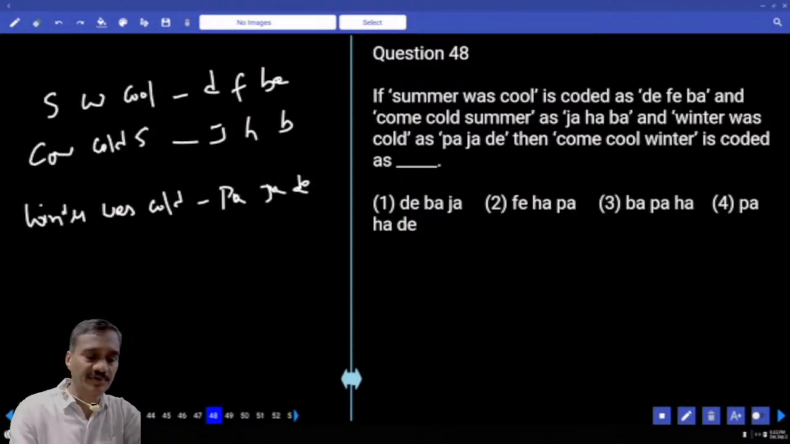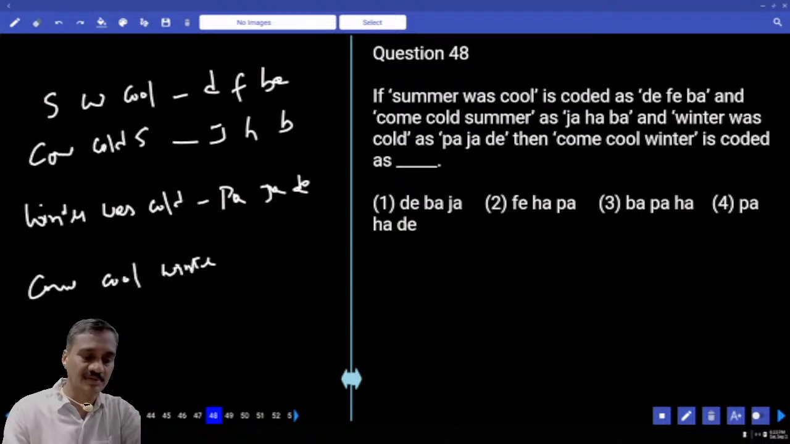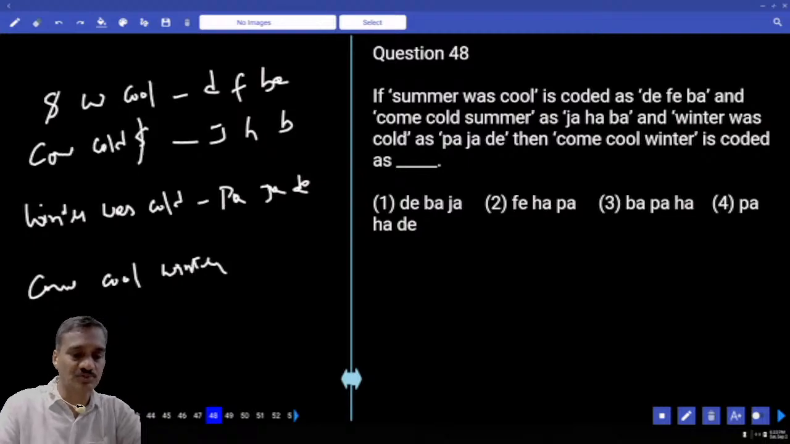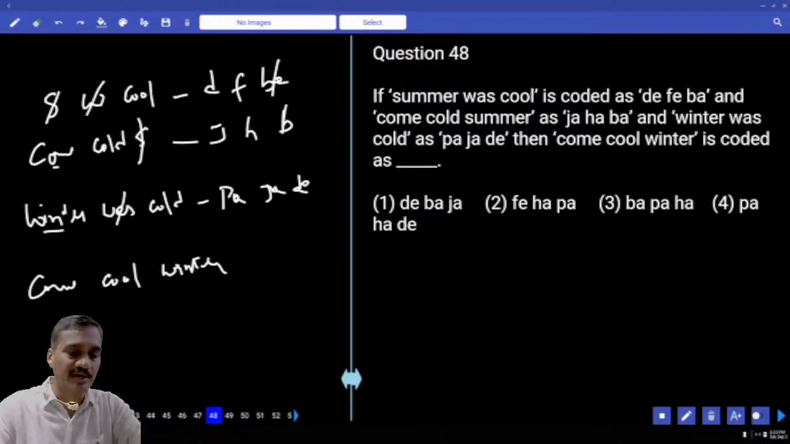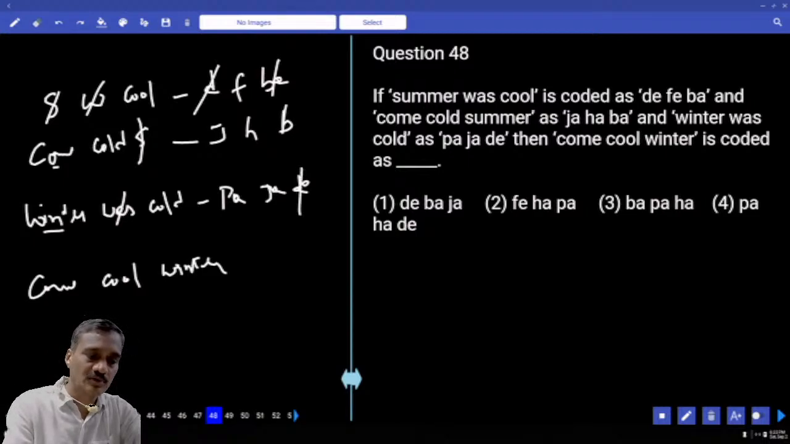And finally, we need to find come cool winter. Tell me what is the answer here? Now winter is common between these two, and summer is common between these two. And the code for summer is what? BA. Summer is BA. Then next one, come cool and winter. Come and cool. Now in this one, was is common between these two. And what is the code that is common here? D. And the code for cool is what? Cool is FE.